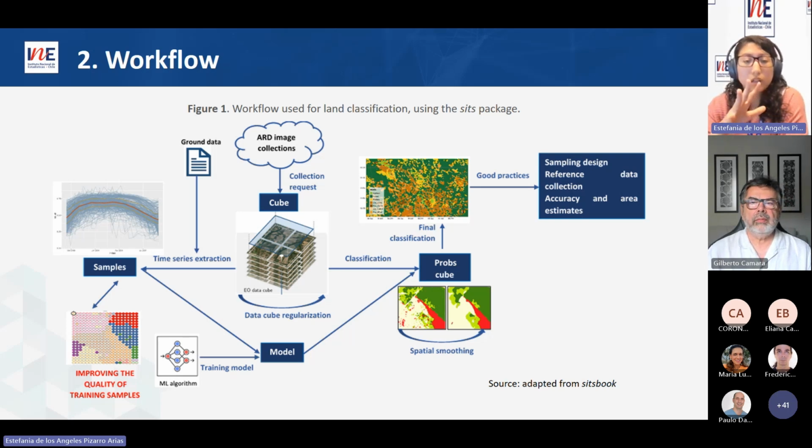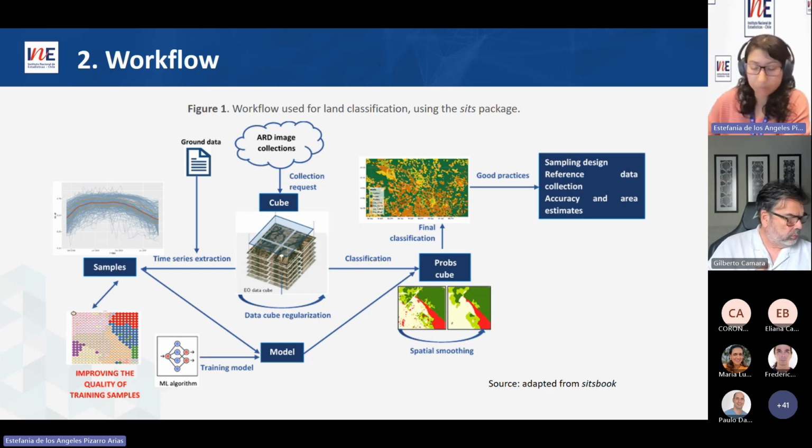This classification map is not the final map that we use. We applied a spatial smoothing utilizing Bayesian smoothing, and then we obtain a final classification. And for the validation of this map, we utilize good practices, including sampling design, reference data collection, and accuracy and area estimates, based on the good practices recommended by all of us. This is the workflow we use for our pilot project.